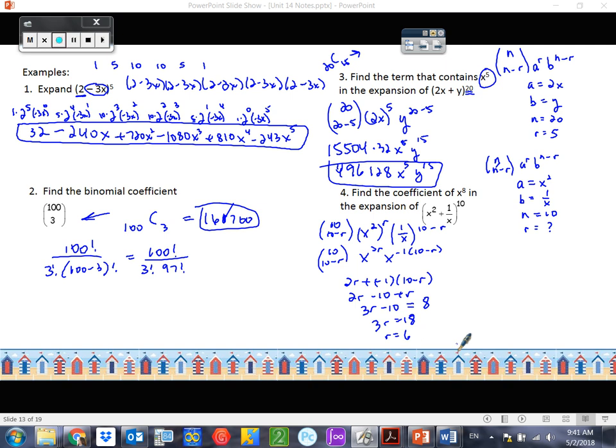Okay, we know that r is 6 now. So basically, this is downhill from here. So we're just going to take this 6 and we're going to plug it in this, right? So I have 10 minus 6. Then I have x to the, actually it's going to be to the 8th, but we could double check our work if we wanted to. So x to the 2 times 6, x to the negative 1 times 10 minus 6. Okay, so that's x to the 12th, x to the, what is that? Minus 4. So we know that's x to the 8.